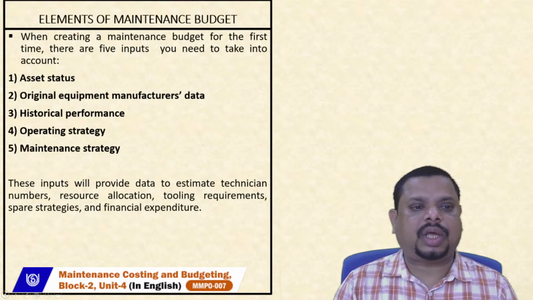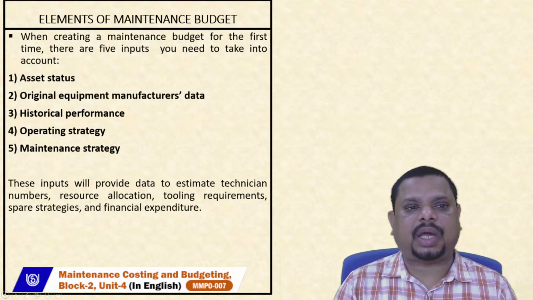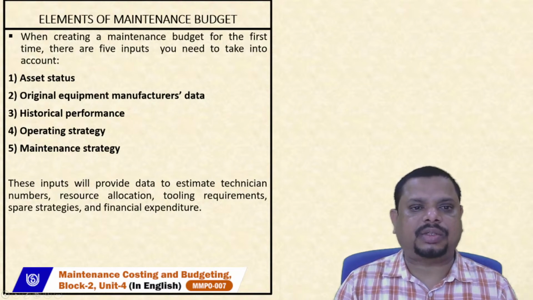The next one is original equipment manufacturer data, then historical performance of that equipment or machines, then the implementation of operation strategies. Operation strategy is basically used on a long-term basis for the organization's success. If you go to the fundamental concept of strategy, strategy is a plan of actions to achieve organization goals. If you apply operation strategy in maintenance, that means smooth flow of your raw material from one end to the other. And the last one is maintenance strategies.